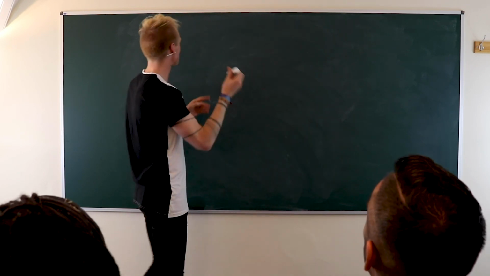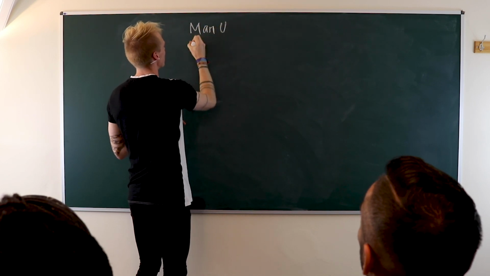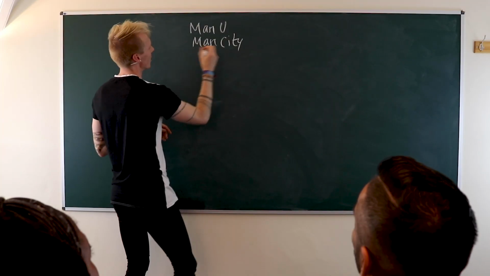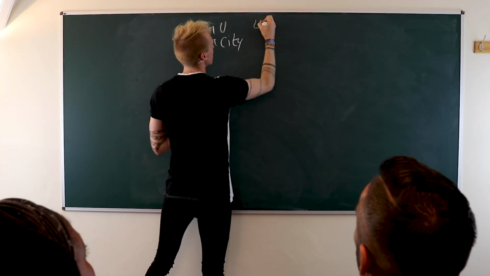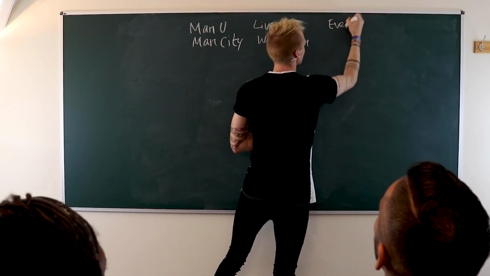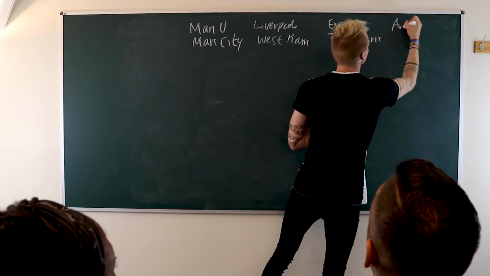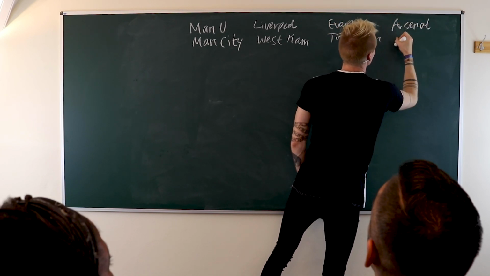So we're going to have 8 teams because it's the quarterfinals. So we have my team, Man U. We have Man City. We're also going to have Liverpool. Let's have West Ham. Let's have Everton. Let's have Tottenham. Let's have Arsenal. The 8th one is going to be Newcastle.